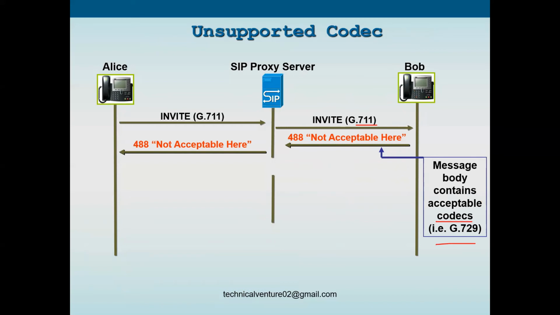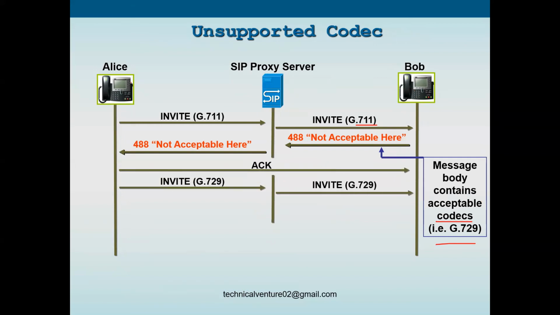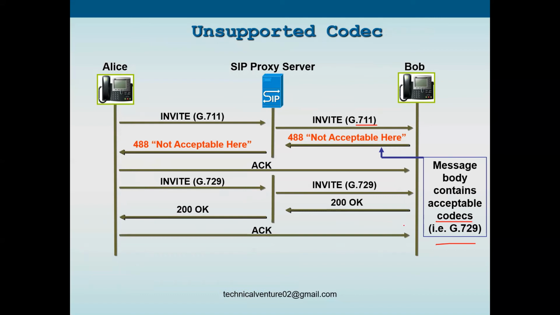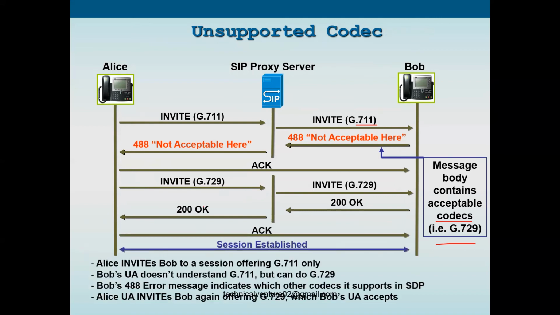Then the SIP proxy server will send 488 Not Acceptable to Alice, and there will be an acknowledgement from Alice to Bob. Then Alice will send an invite message with G729, because Bob already said in the message body of the 488 that he has only G729. It goes from Alice to the SIP proxy server, and then the SIP proxy server sends it to Bob. Bob sends 200 OK because he has G729. So 200 OK, acknowledgement, and then the session is established.